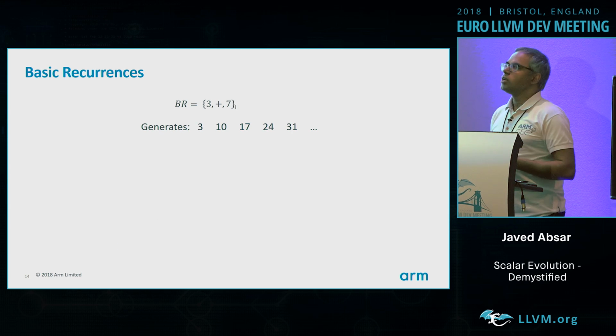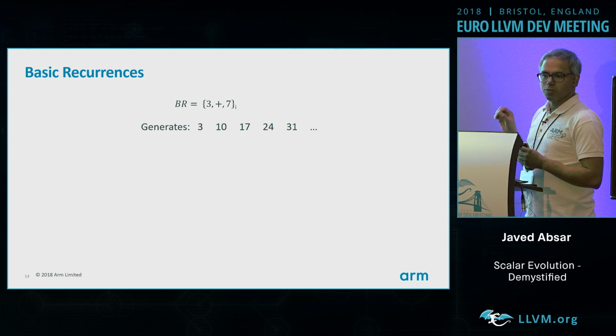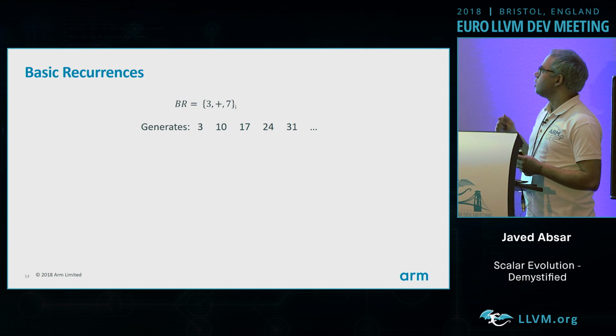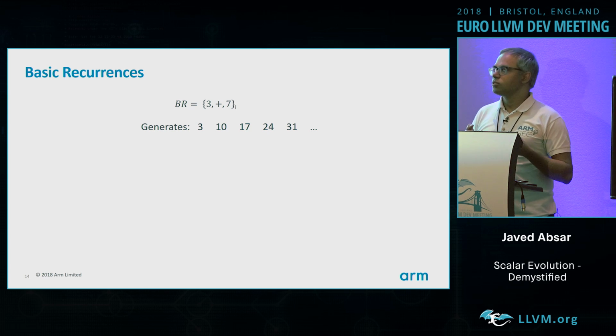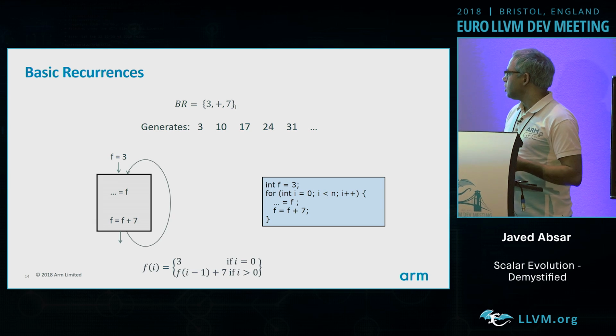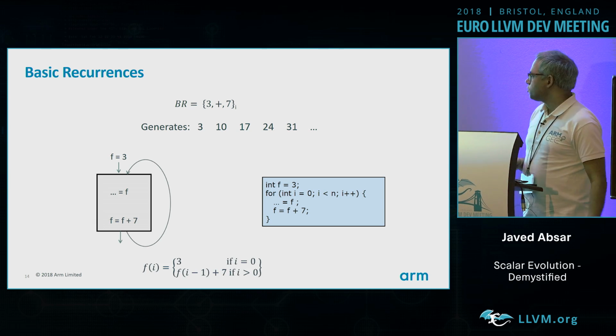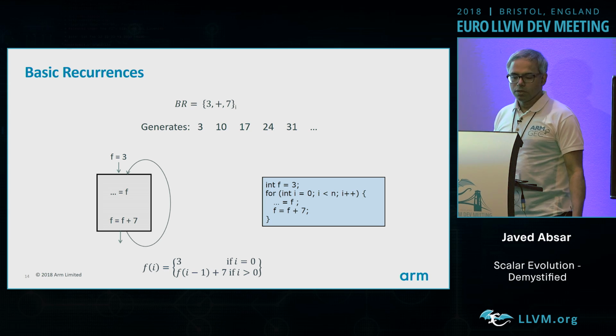Let's look at an example. We have a basic recurrence {3, +, 7}. So it starts with 3, and every time gets 7 added to it. So it will generate the sequence 3, 10, 17, and so on. Right? That's how it's going to look. And if you want to express it in terms of a function, f(i) is 3 for i equals 0, and every time increments by 7.